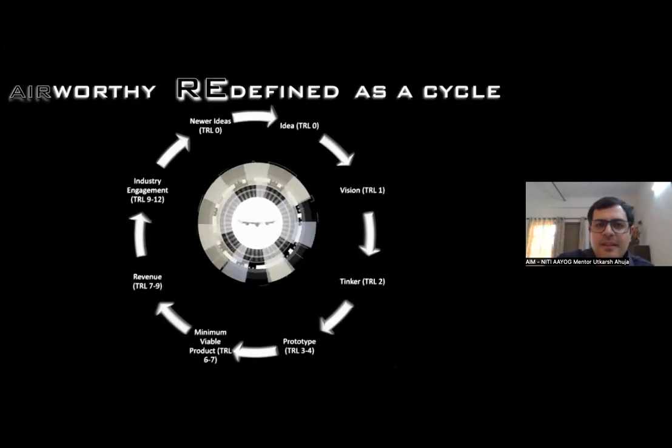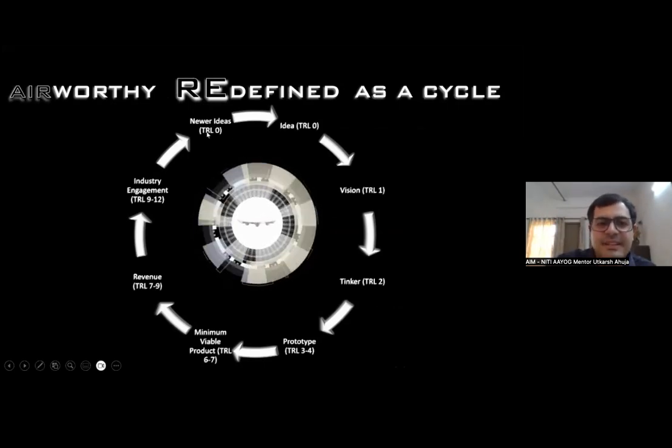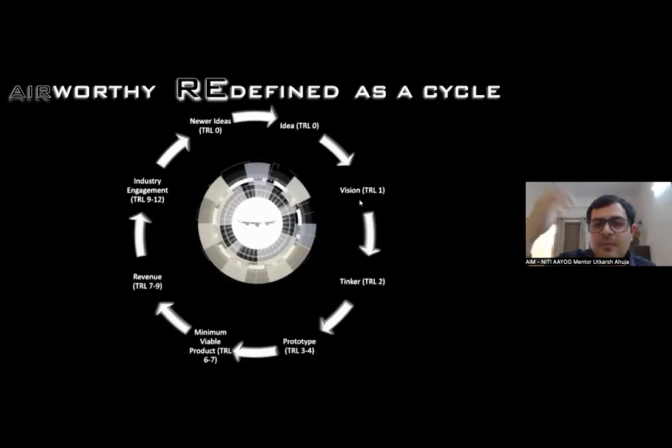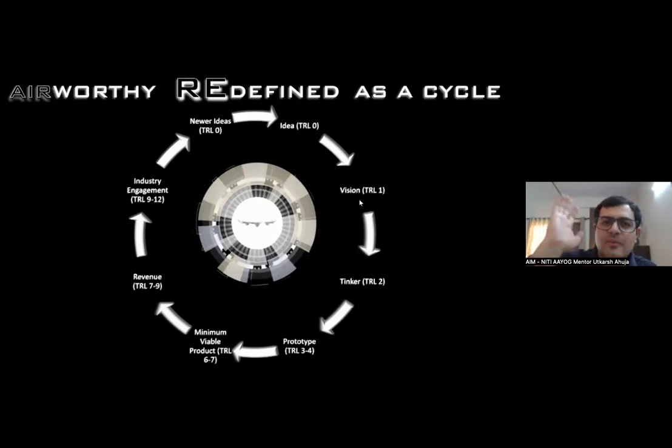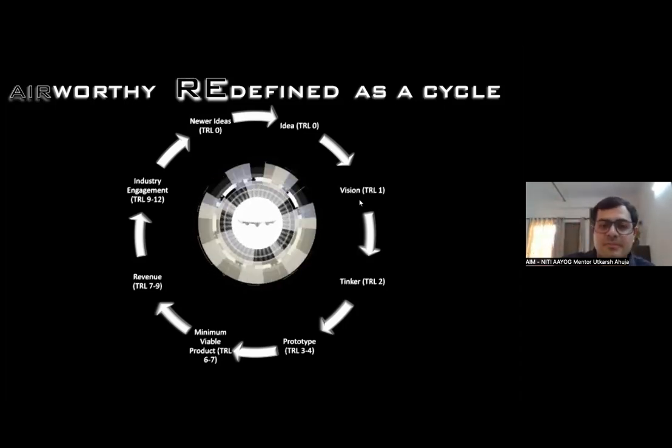So now, airworthiness redefined as a cycle. The way I as an engineer see airworthiness is like so. First, there are newer ideas, any idea that you might have, which we call technology readiness level 0. That's the zeroth position of any idea that you might have of a drone. Then the idea stage, TRL 0 again. Then we go to a vision, which is TRL 1. What is your vision of designing a drone? What is the purpose of designing a drone? Why do you want to design this drone? Are there any other ways that you can solve this problem? So there are many aspects we think about before we design a drone system.